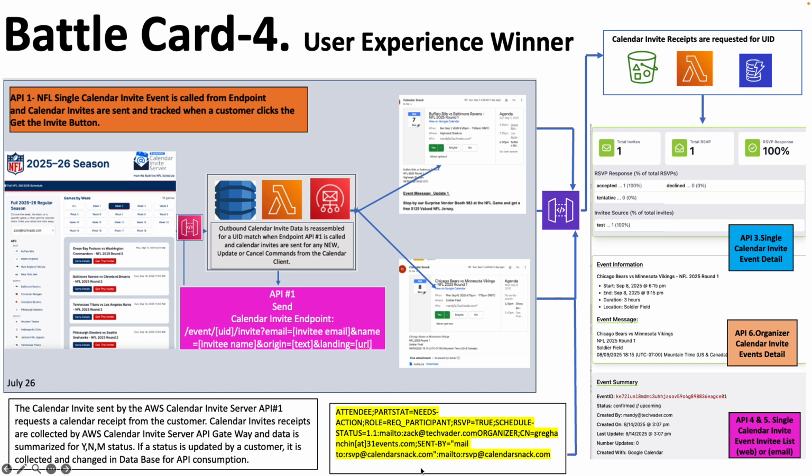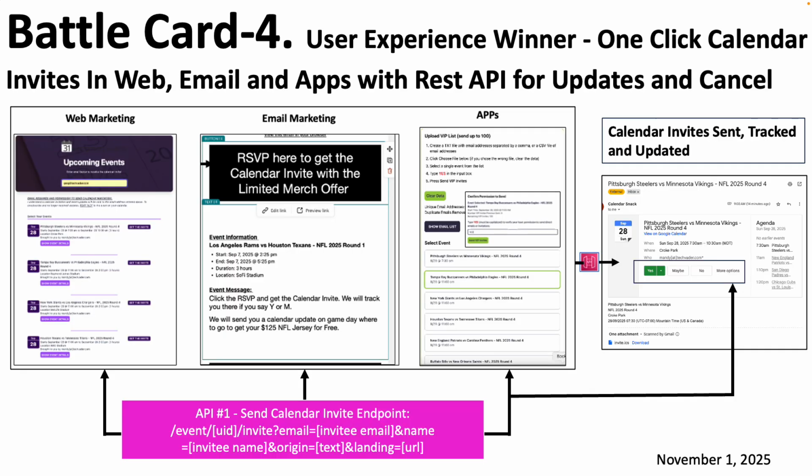And that's because our calendar invite server actually builds these calendar invitations on the fly with the correct request for the calendar receipts to be sent back to the API gateway to do this high fidelity data collection here in the organizer's calendar invite server console here, and you'll see this data here displayed the same as the organizer event data that was sent in the calendar invitations to the individuals for either web, email, or apps.